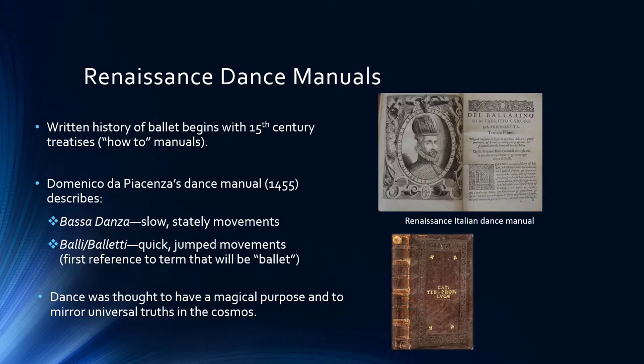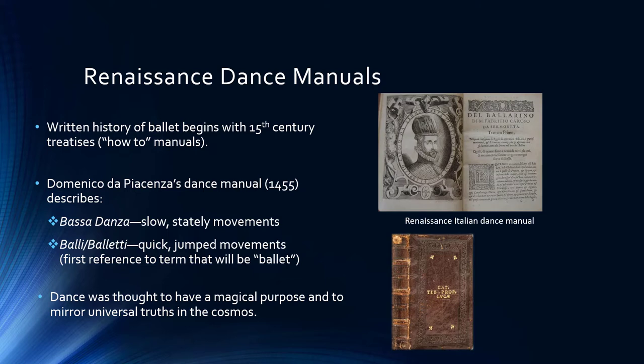We do have some written evidence for dance during this time. Hundreds of choreographies have been preserved in surviving dance treatises or manuals of the 15th and 16th centuries. And this is really the beginning of the written history of ballet. The earliest manual on dance in the Renaissance is from 1455 and includes 23 dances by Domenico da Piacenza. In this manual, da Piacenza categorizes dances by their rhythmic nature, and here we find the first reference to the word ballet, although it's in Italian.